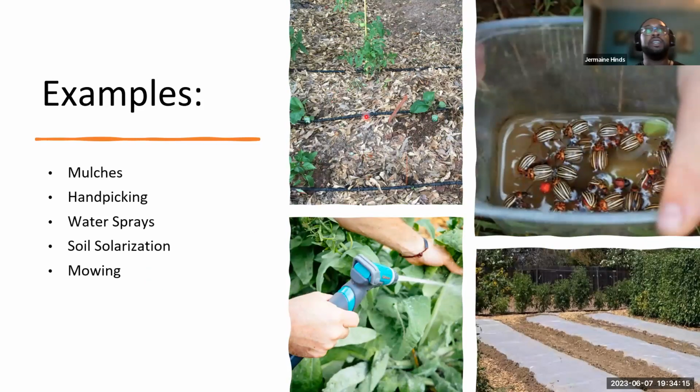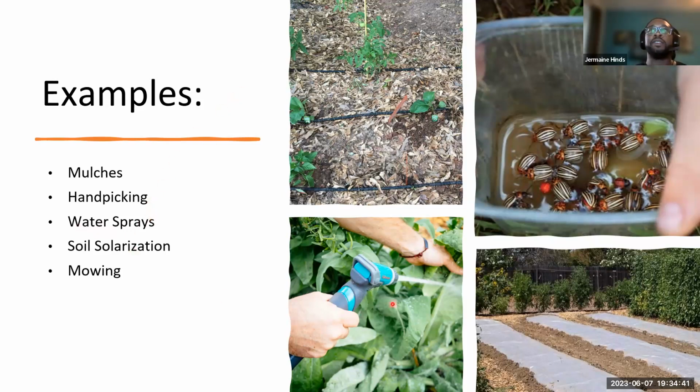Further examples, mulching. So whether it's leaves or wood mulch, mulching physically blocks light from penetrating and germinating weed seeds. Mulches can also help retain water. There's the hand picking approach, where you go out there and visually inspect for insects, and if they're few and far between, you could just take them off the plant and crush them.